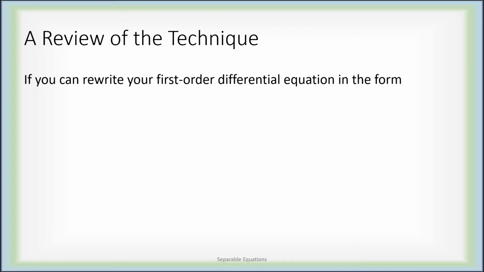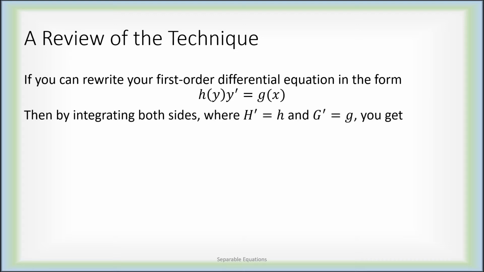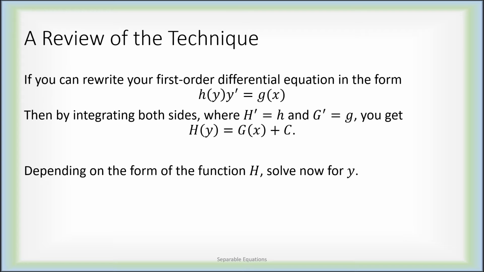If you can, and you generally won't be able to, but if you can, rewrite your first-order differential equation in the following form: a function of y times y prime equals a function of x. Well, integrate both sides, and there you have it. Capital H of y equals capital G of x plus some constant of integration. And depending on the form of that function capital H, you may be able to solve for y.